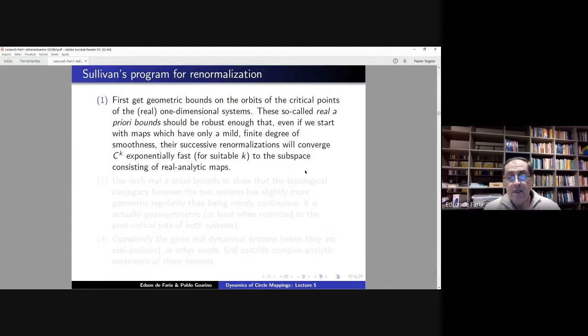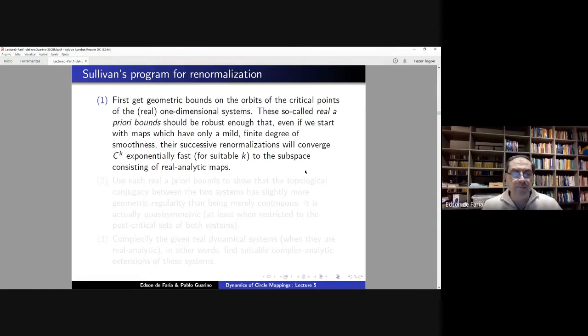Okay, so he actually laid down a program for establishing renormalization convergence at an exponential rate. He was not entirely successful in the sense that he was not able to show that there was exponential contraction or exponential convergence of renormalizations, but he was able to prove that there was convergence without a rate.